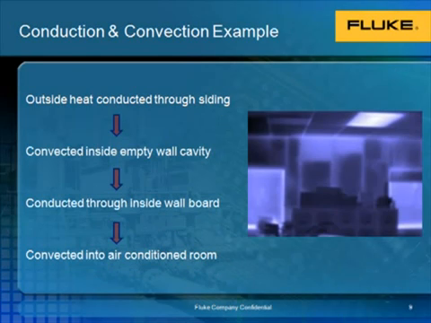In this slide, we see an example of where both conduction and convection are at work. In this case, we're looking from the inside of an air-conditioned room. Outside, there is heat being conducted through the siding. Next, it is convected through the empty inside wall cavity where insulation should be. From there, it is once again conducted through the inside wallboard and then convected into an air-conditioned room. So be mindful that oftentimes more than one mode of heat transfer can come into play.